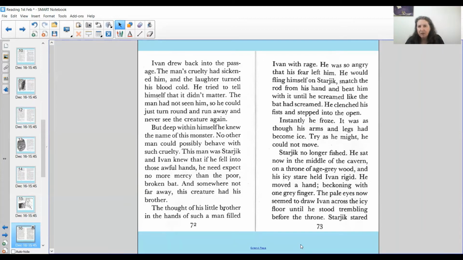Instantly he froze. It was as though his arms and his legs had become ice. Try as he might, he could not move. Stargic no longer fished, but now sat in the middle of the cavern on a throne of aged grey wood, and his icy stare held Ivan rigid. He moved a hand, beckoning with one grey finger. The pale eyes now seemed to draw Ivan across the icy floor until he stood trembling before the throne.